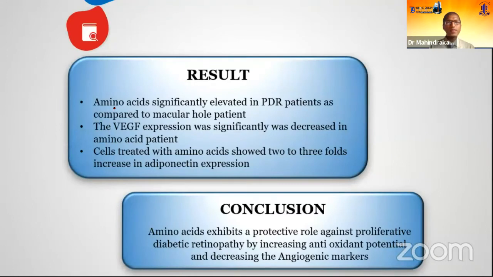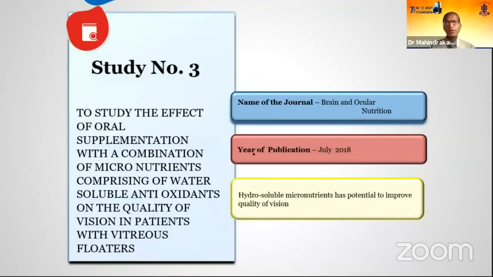So what was the result? Amino acids were significantly elevated in PDR patients as compared to macular hole patients. VEGF expression was significantly decreased in amino acid patients. Cells treated with amino acids showed a twofold or threefold increase in adiponectin expression. So amino acids exhibit a protective role against PDR by increasing antioxidant potential and decreasing the angiogenic markers. This is very, very important. The amino acids are shown in this study.